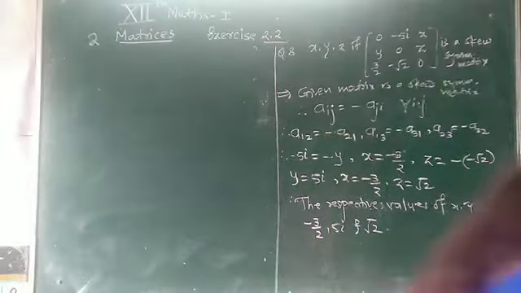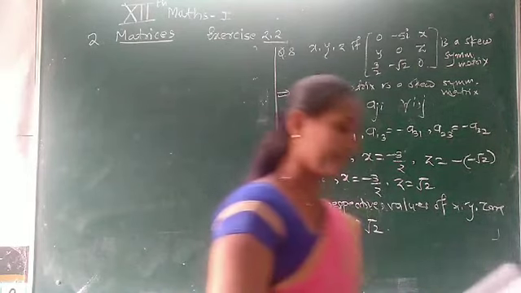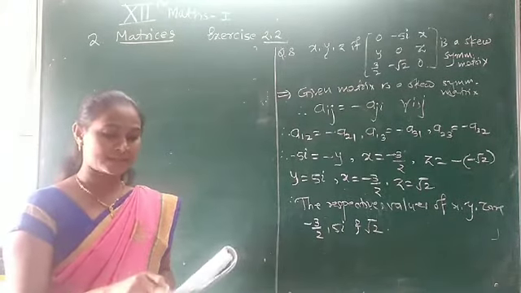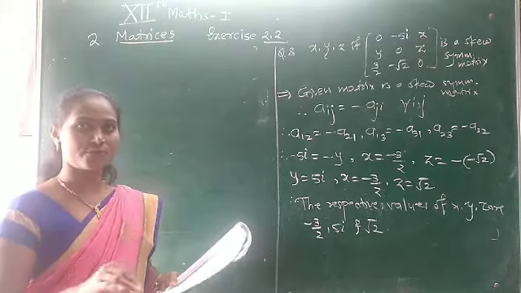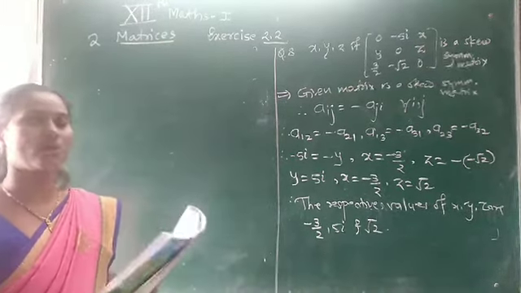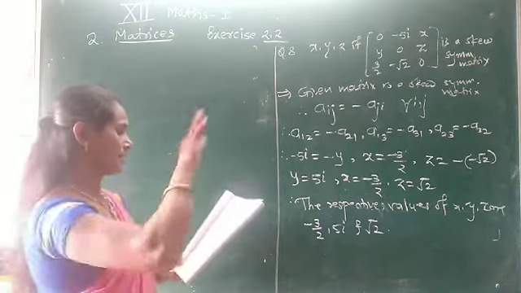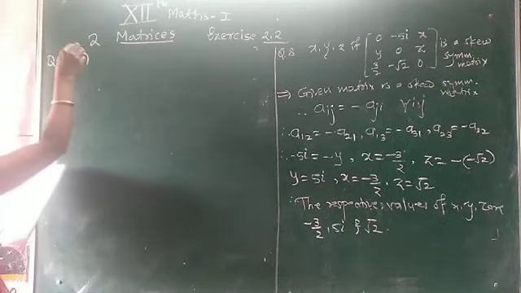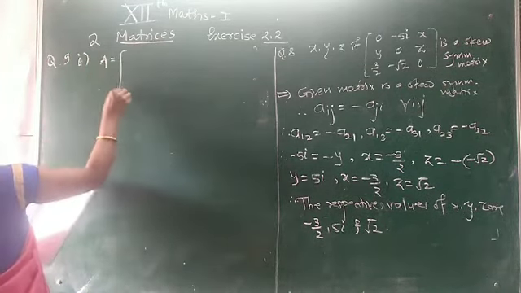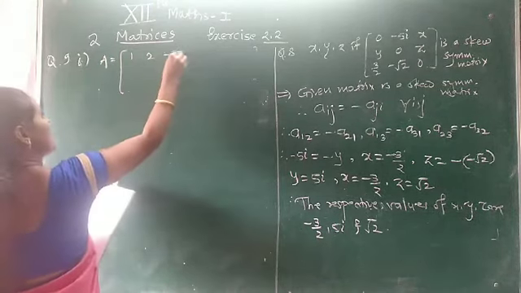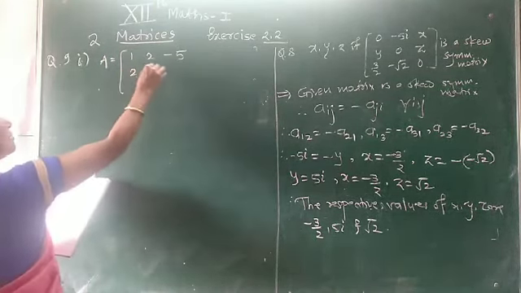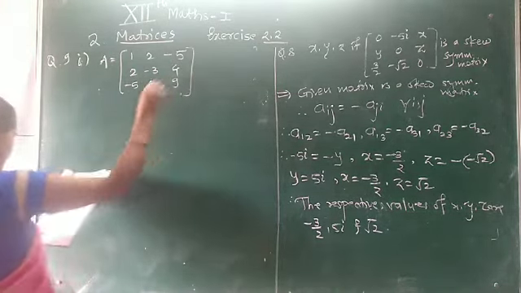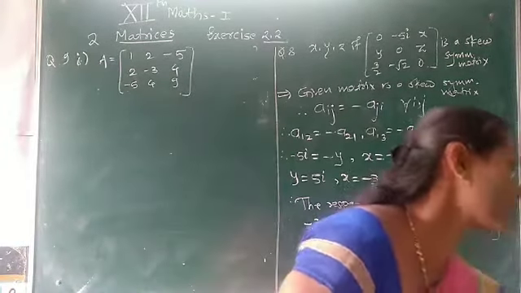Question 9 is: for each of the following matrices, find its transpose and check whether the transpose of a matrix is symmetric or skew symmetric or neither. See question 9 in your book. I don't write the whole question here. The first matrix, consider matrix A: [1, 2, -5; 2, -3, 4; -5, 4, 9]. This is the first matrix in question number 9.